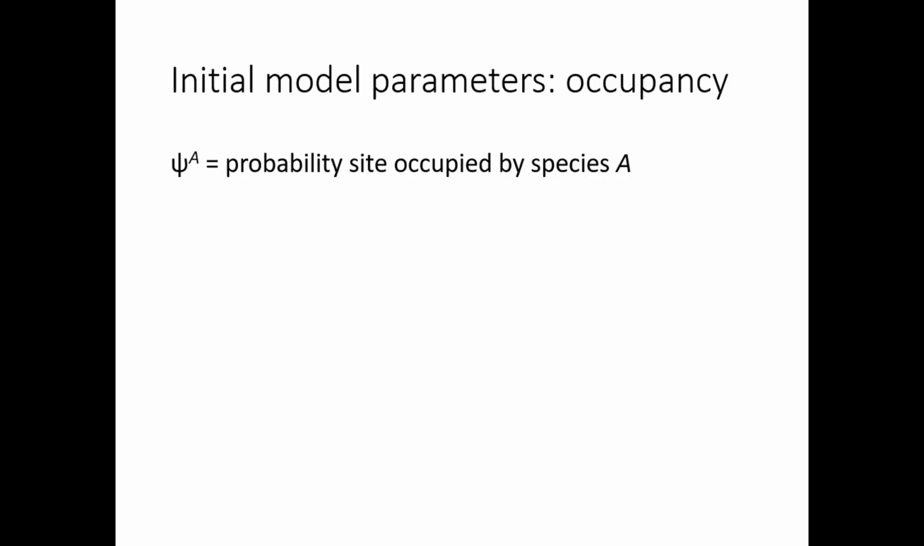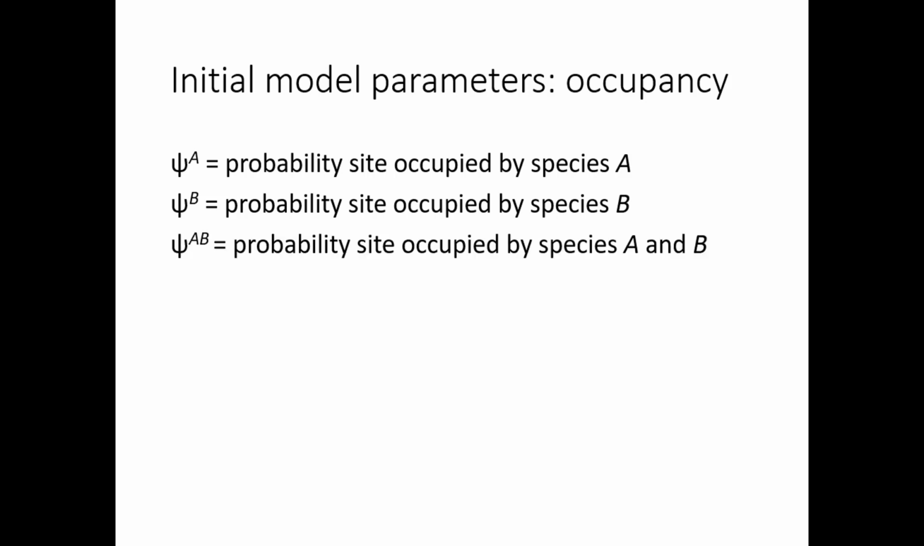The species occupancy parameters for the two-species model are psi A, the probability a site is occupied by species A, psi B, the probability the site is occupied by species B, and psi AB, the probability the site is occupied by species A and B.